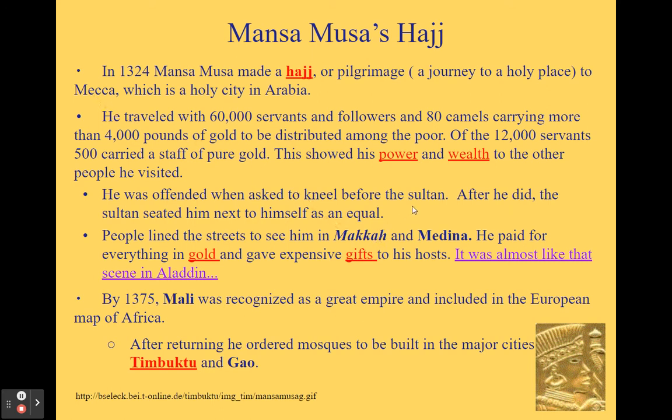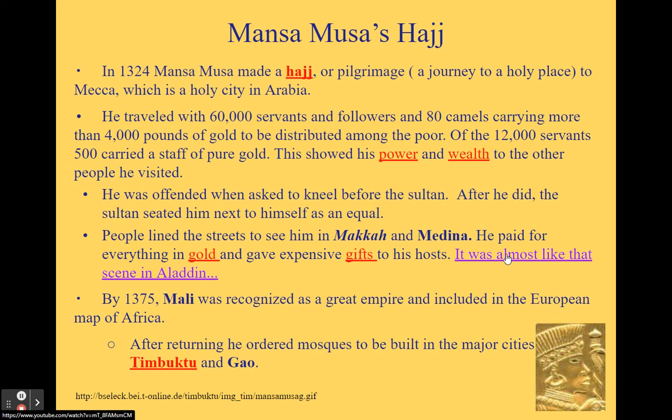He paid for everything in gold. He gave expensive gifts to his hosts, where he would stop and settle for a few days to rest. He would pay for the construction of mosques. It's almost like the scene in Aladdin. I'm going to let you just watch that on your own.